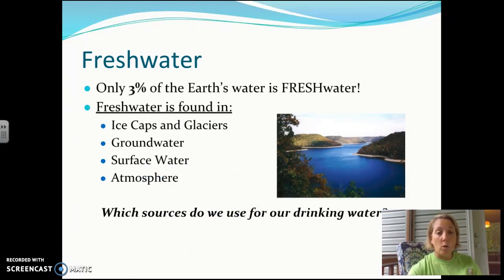And we find fresh water in many places listed there: ice caps and glaciers, groundwater, surface water, and the atmosphere. The sources that we use for our drinking water, like my glass of water that I had at the beginning, we use that from groundwater and surface water. That's where we get our drinking water supply.